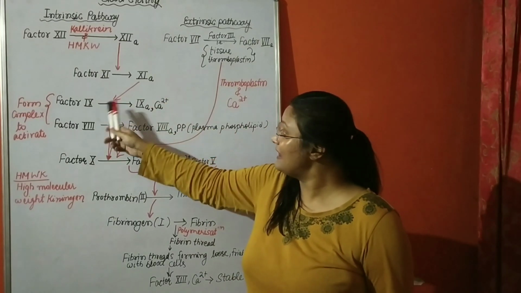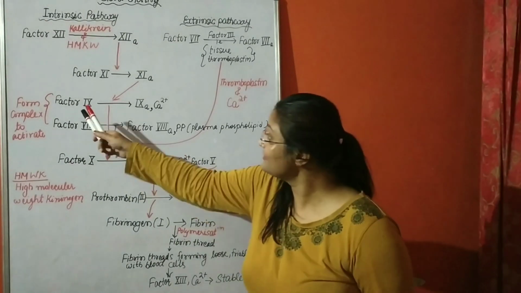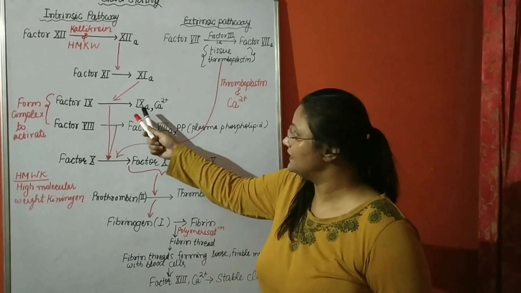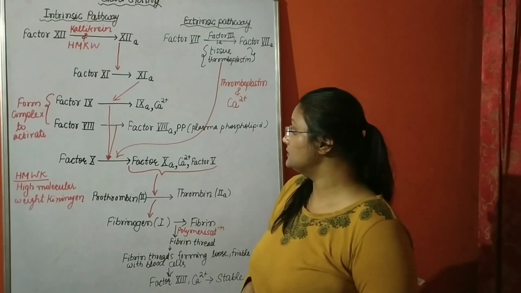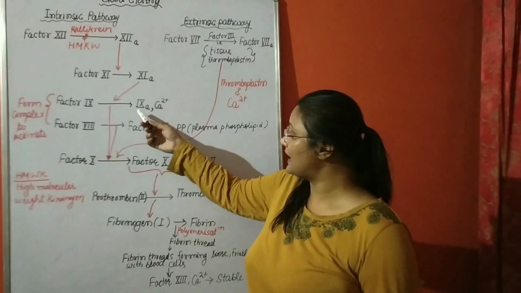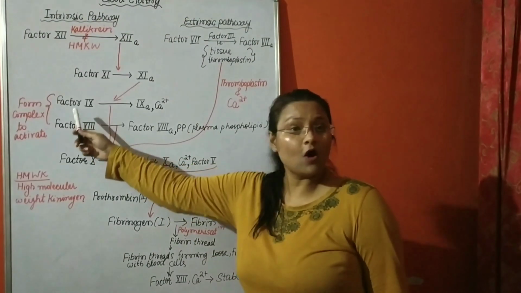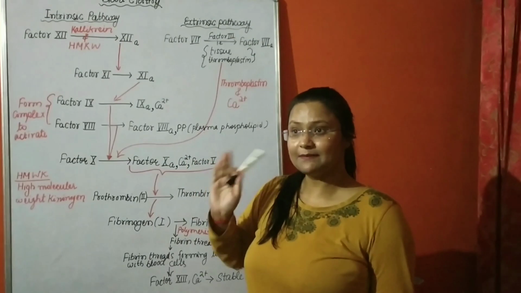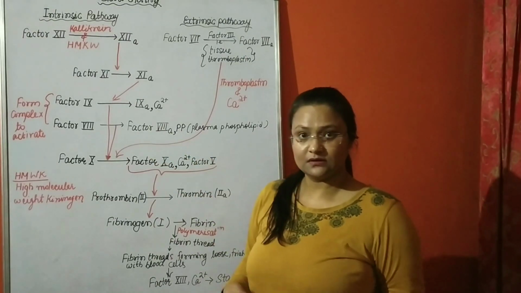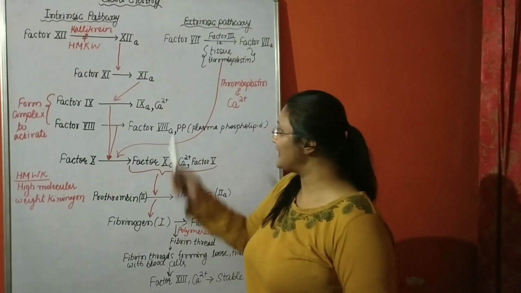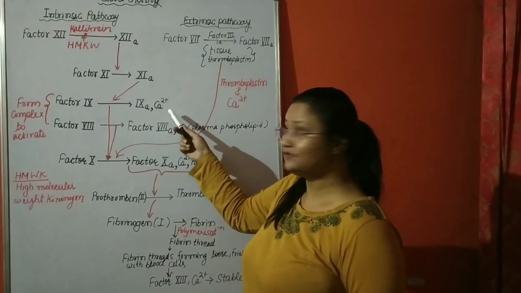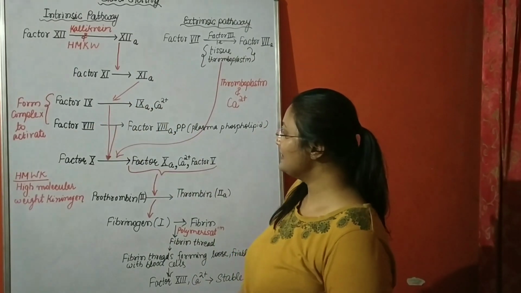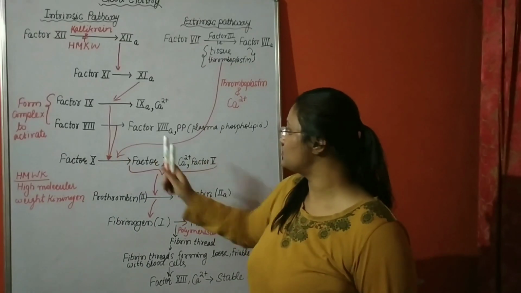Now 11A will further activate factor 9, and factor 9 will become 9A. It was also in zymogenic form, and now it becomes activated. Then 9A will form a complex with factor 8, and this complex requires calcium. Calcium will stabilize some part of these proteinaceous macromolecules. Calcium is the fourth factor. It will stabilize the complex of 9 and 8. Factor 8 will also become activated from its zymogenic form.